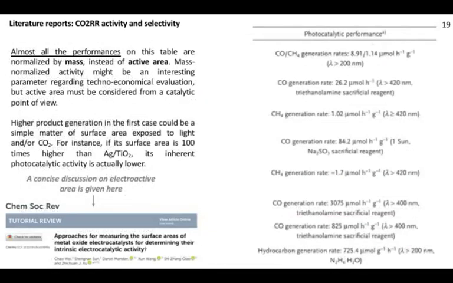And finally, and extremely important, all of these performances, or almost all of them, are normalized by mass instead of active area. Of course, mass would be important if you are thinking in an economical aspect, but from a catalysis point of view, surface area is always important, because it's a direct measurement of the amount of active sites that you have. So there's not much sense in normalizing these data by mass, in our opinion.